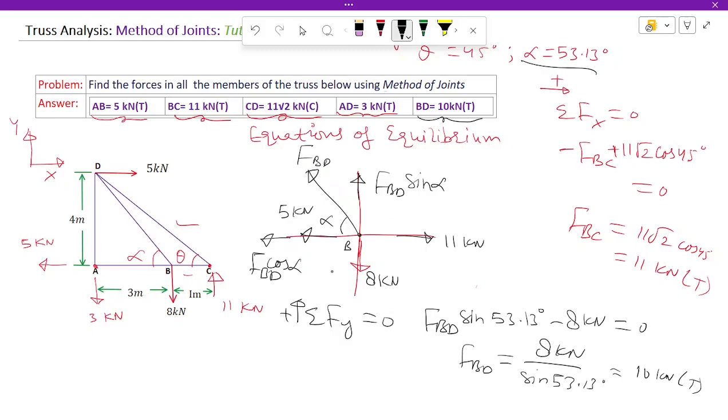Okay, so this is how we solve problems using method of joints. First we draw the free body diagram of the whole truss and apply equations of equilibrium and find the support reactions, because the first step is always to find the support reactions. Then we analyze joints one by one, beginning from a simple joint. Okay, and we keep on analyzing another joint until we find all the member forces.